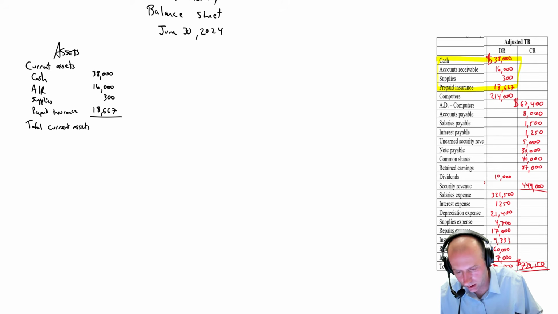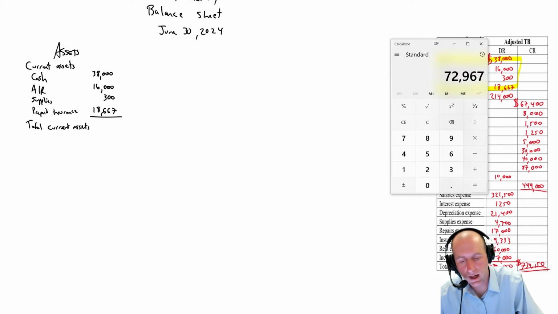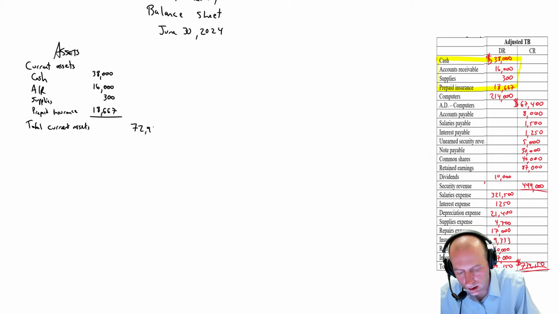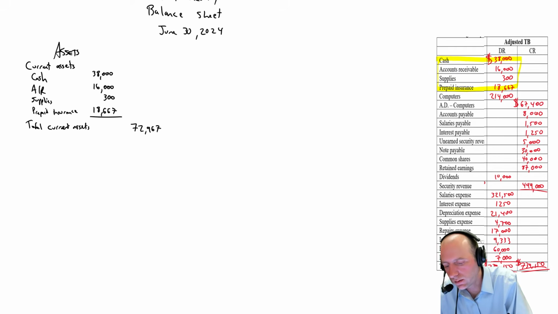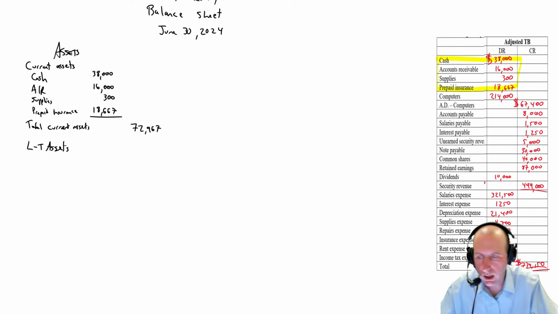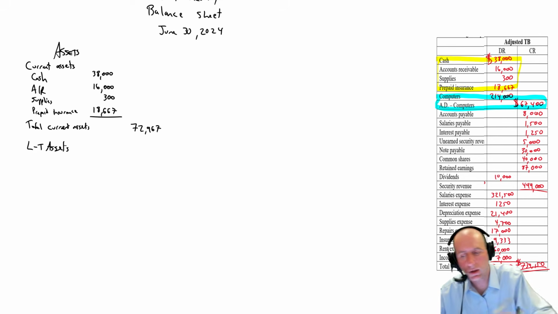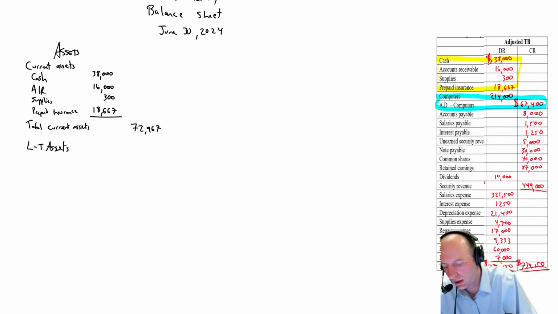assets are 38 plus 16 plus 300 plus 18,667, 72,967. 72,967. Let's move over to our long-term assets, which we know consists of the computers. And we have computers and we have AD computers, and we know what to do with that, right? At the bottom of my page here, I'm just going to do it.